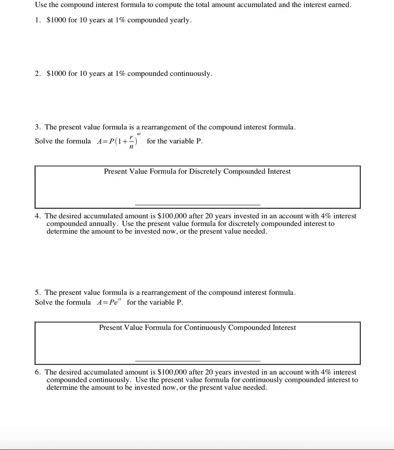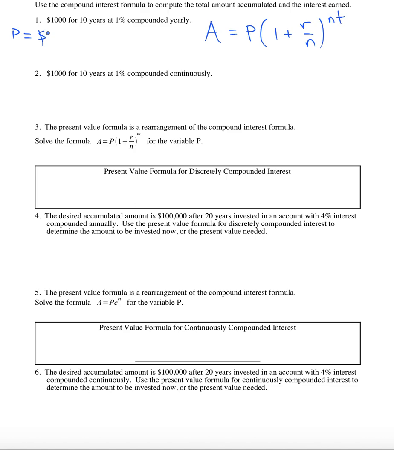Use the compound interest formula to compute the total accumulated amount and the interest earned. The formula we're looking for here is A equals P times (1 plus R over N) to the N times T. So on the side, I'm going to write down all the givens.